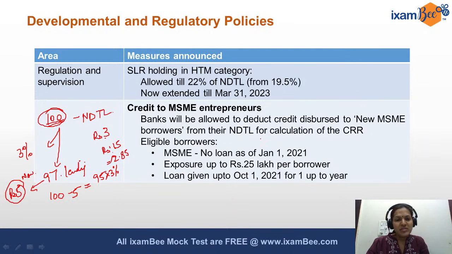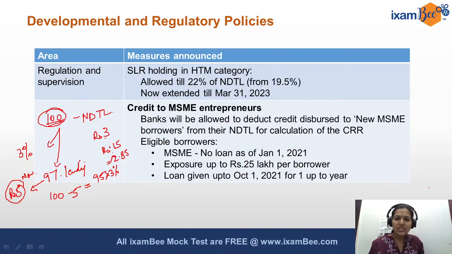And who are the new MSME borrowers? The new MSME borrowers should be an MSME, and they should not have taken any kind of loan from the entire banking system as of Jan 1st 2021. The new loan that they take should be up to rupees 25 lakh only, and this loan should be given from today up to October 1 2021 for up to 1 year. So these are the criteria to define a new MSME borrower for the benefit of deduction from NDTL. Hope you have understood how this benefits the banks.